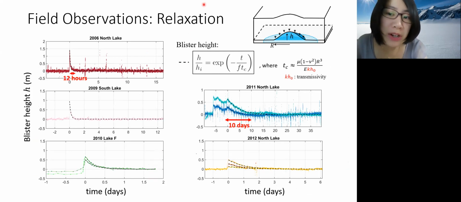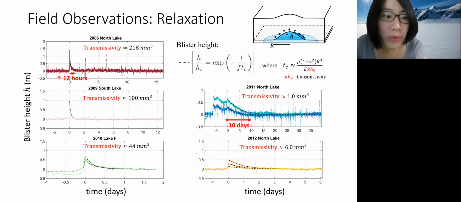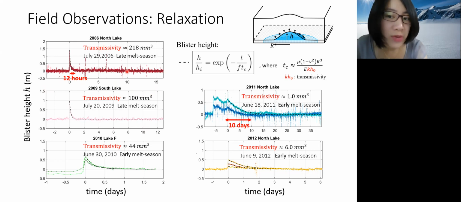So now we will use this model to understand field observations. First, we see that our exponential solution, shown by this black dashed line, fits well to the blister height relaxation data. Second, we see that the wide range of relaxation time can be explained by different estimates of transmissivity. What this shows is that ice sheet relax faster on the ice bed interface with higher transmissivity. And when we look at the time of lake drainage, we also find that transmissivity is much larger later in the melt season than early in the melt season, and we will address this in a few slides.